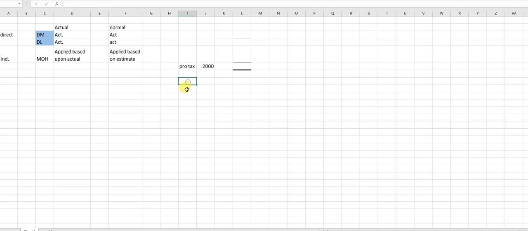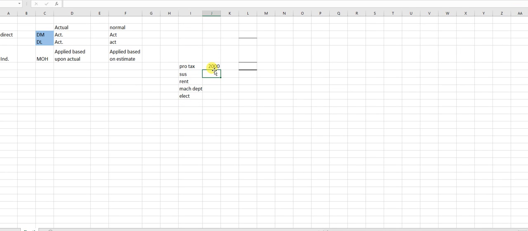How do I apply it? Well, I'll add up. I have my property taxes, supervisor salary, rent, and machine depreciation. There's tons of overhead. I even have electricity, I think I said. Okay, tons of overhead items. So at the beginning of the year, I'm just making up some numbers.